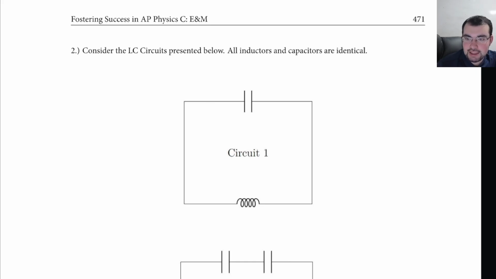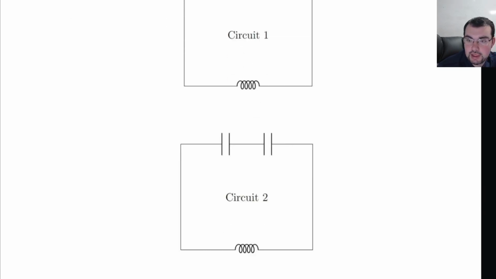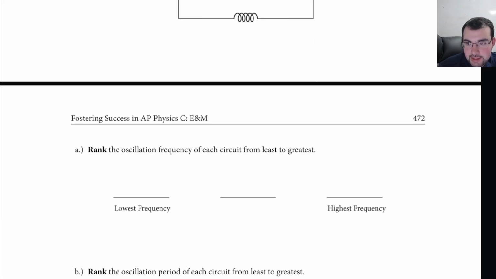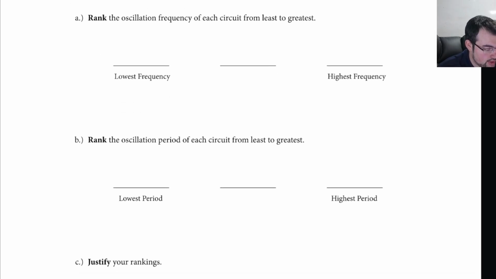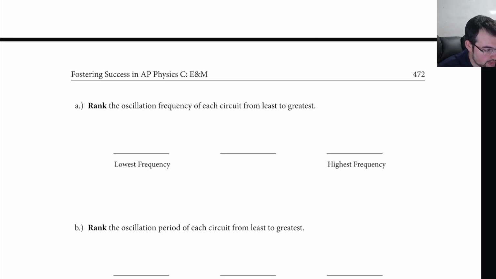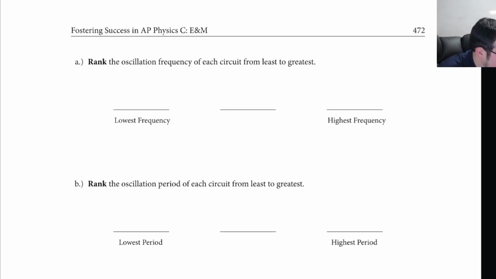All right, we'll begin with these LC circuits below. All the capacitances are the same and all the inductances are the same. So what we're going to want to compare is the frequency and then the period. Sorry, the frequency is how many cycles per second you have, and the period is how long it takes for each cycle. So maybe it might help to write that. This is cycles per second. And the oscillation period is seconds per cycle.